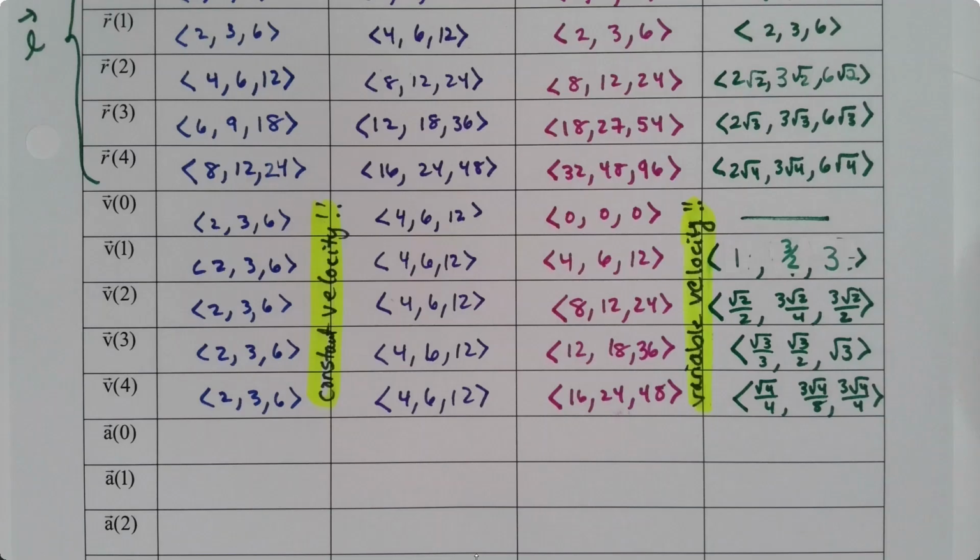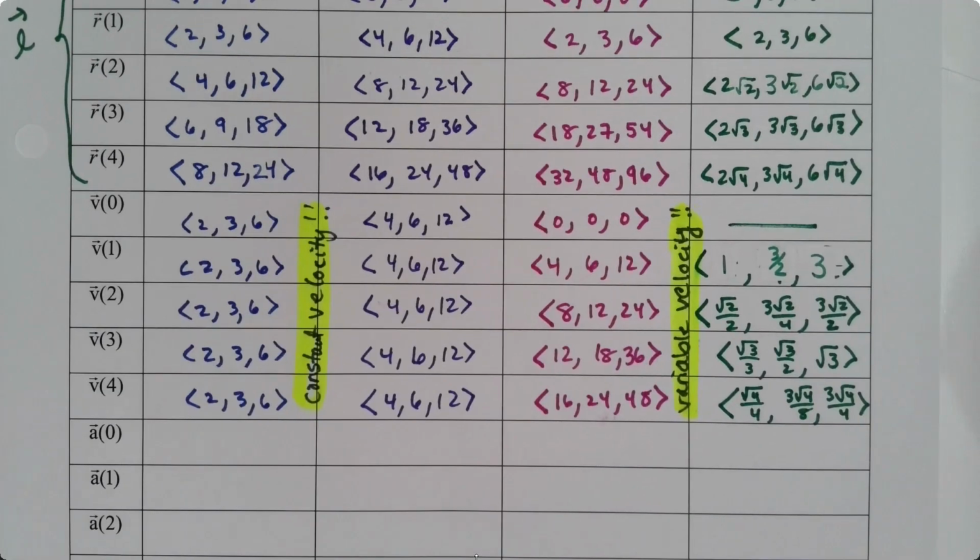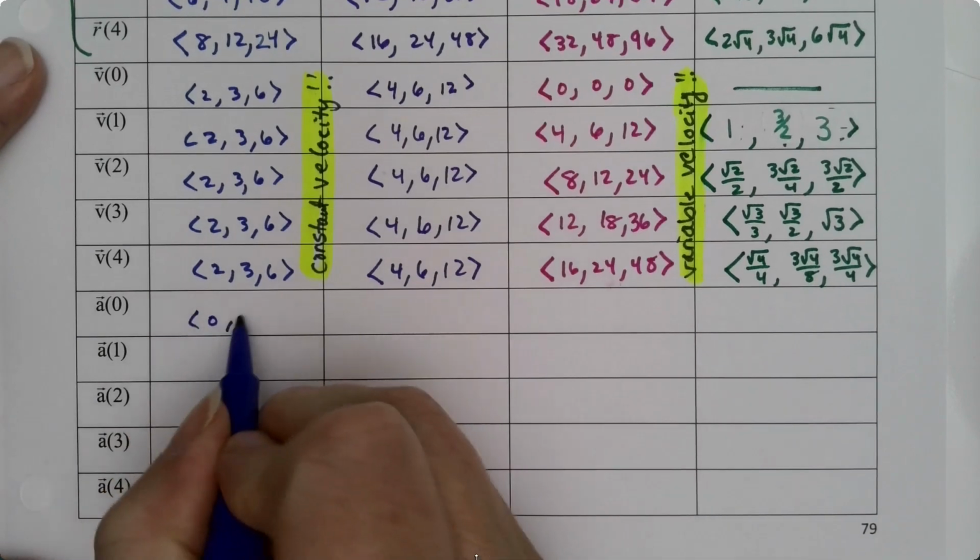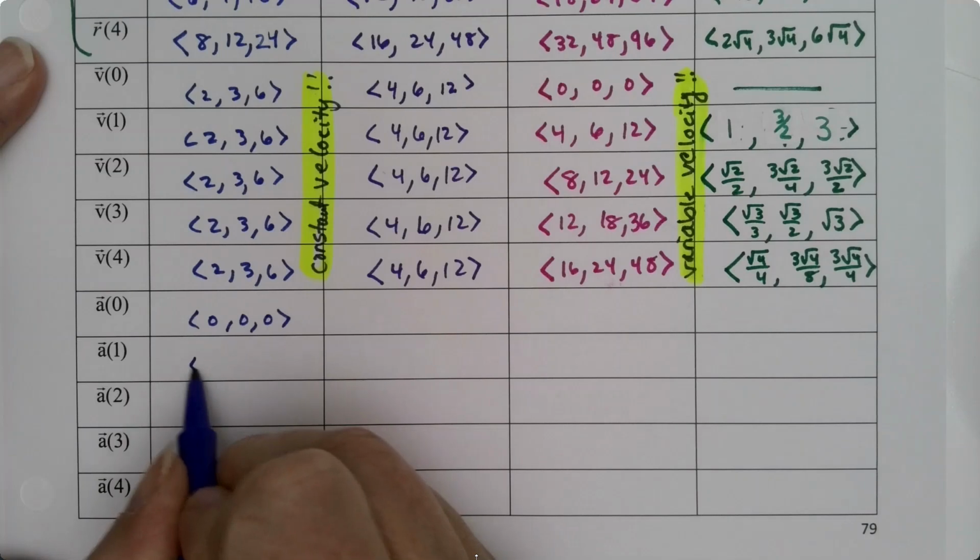So if you go back and look at the tables, you can see that these two vectors, the first one and the second one, they have constant velocity. The velocity never changes. And that means I actually know the acceleration right now without even having to go to Maple. I mean, I can tell you that if they have constant velocity, their accelerations are zero all the way down.